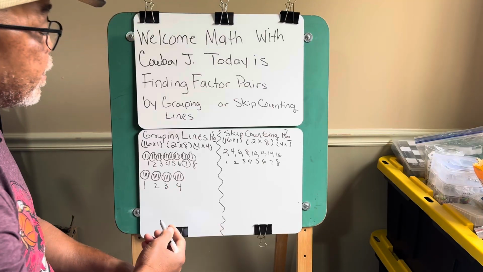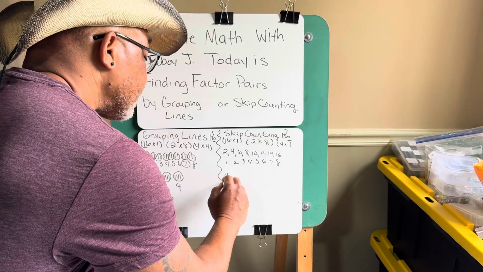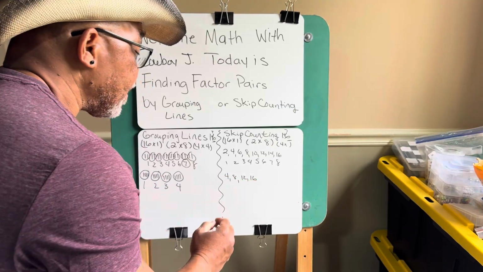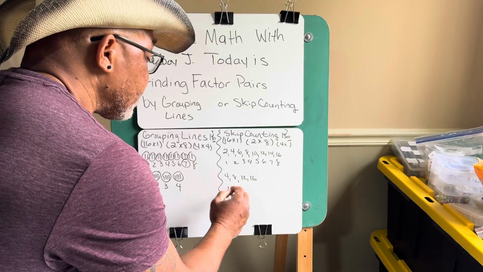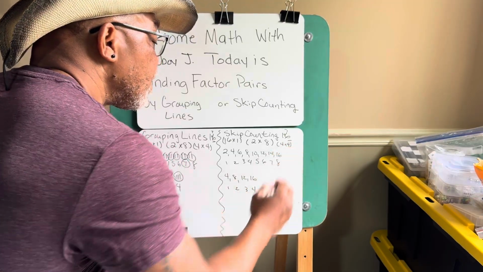Count my groups. 1, 2, 3, 4. 4 times 4, 16. So here I'm going to skip count by 4s. So 4, 8, 12, 16. I'm going to count my groups. 1, 2, 3, 4. All right.